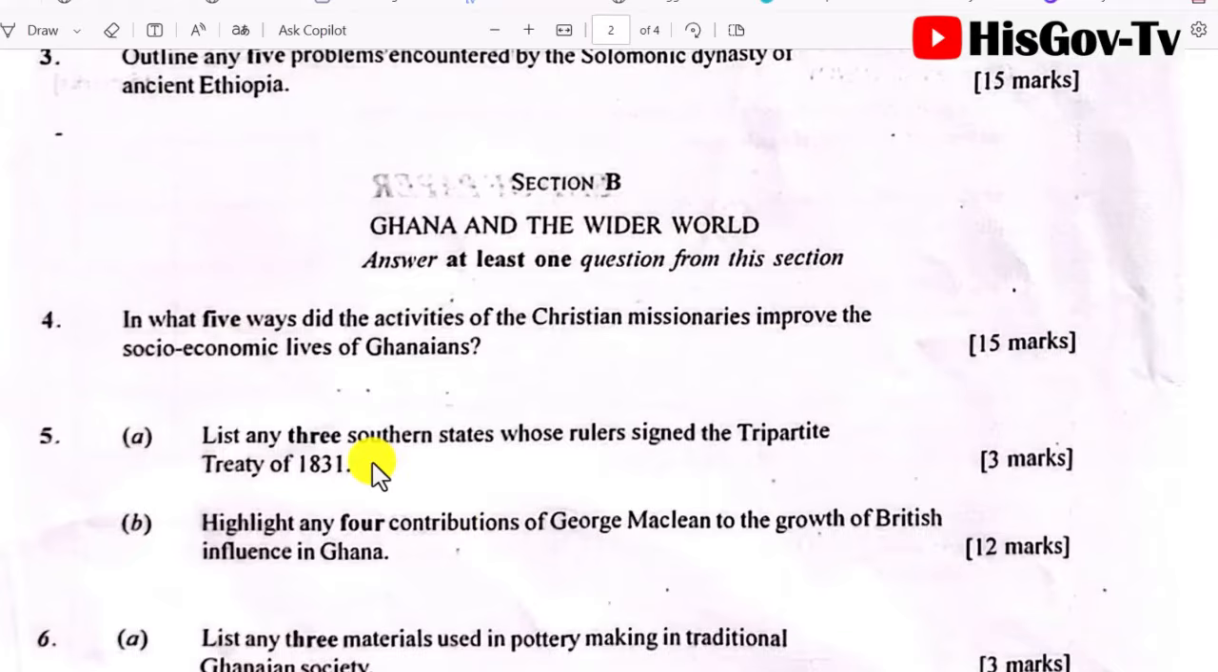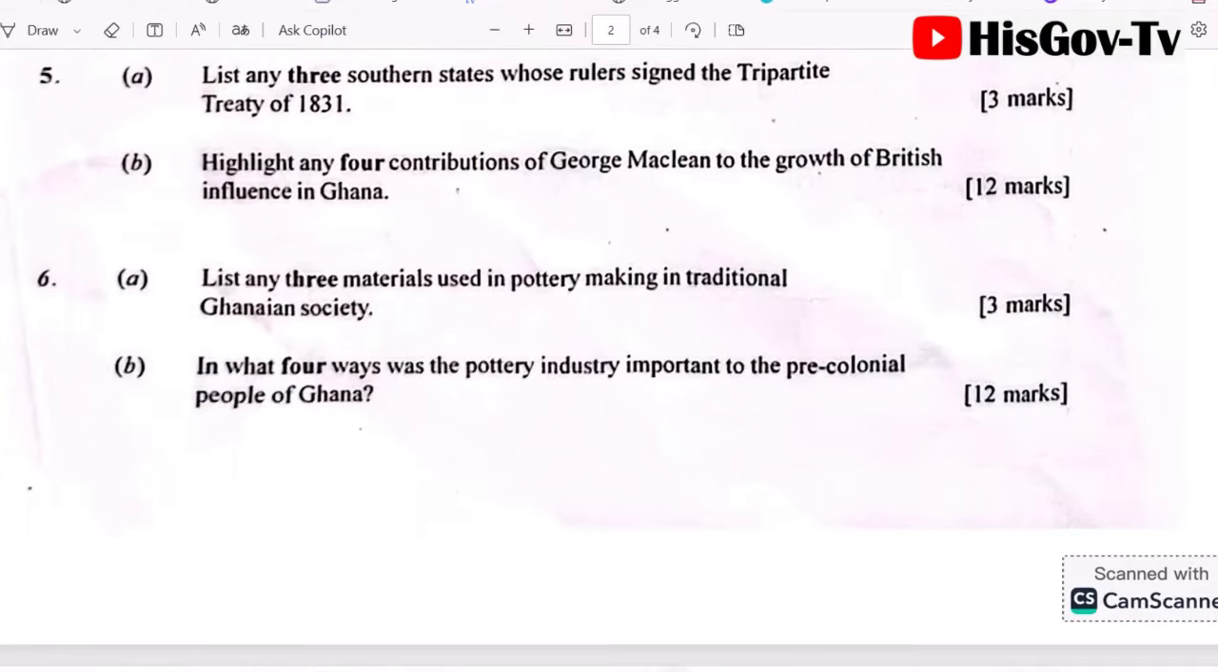There was also a treaty between the Fante or the southern states and the Asante. Some of the southern states, that's the Fantes, not all of them were Fantes, but the southern states who signed the bond, just list any 3. So they just want the states. Then 5B says, highlight any 4 contributions of George Maclean to the growth of British influence in Ghana. How did Maclean's activity influence the growth of the British in Ghana? So that one is there.